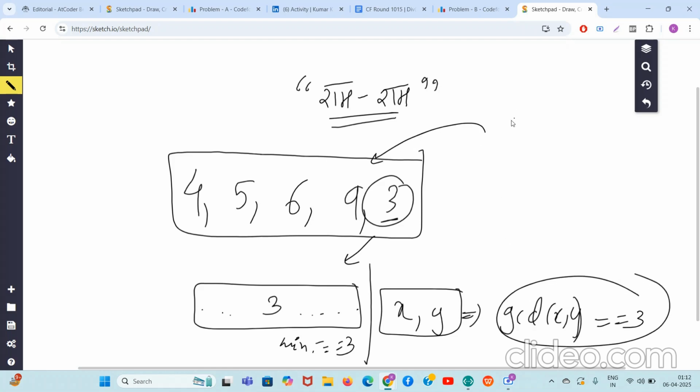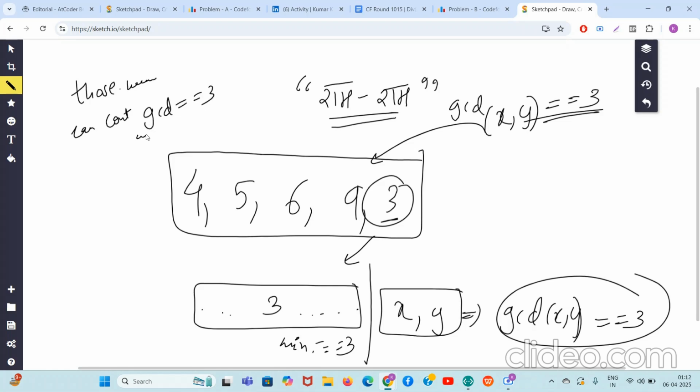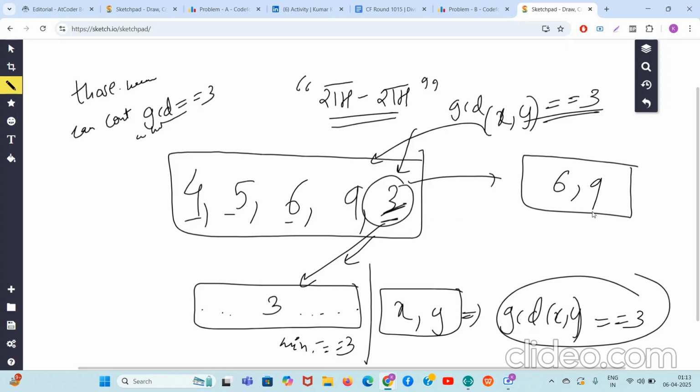So you need to find, how will you find the numbers in this array? You have to find a pair in this array whose GCD is 3. So the trick is very simple. If you know the GCD concept, only those numbers can contribute to GCD equal to 3 which are divisible by 3. So let's extract all the numbers which are divisible by 3, but obviously we will not include the number 3 because 3 is already put here in this bracket. So which number is divisible by 3? 4, 5, 6, 9. 6 and 9 are divisible by 3.